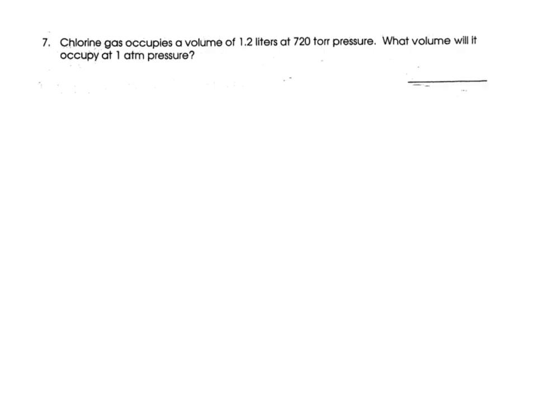For the next problem, I'm going to skip to question 7. And question 7 has similar things. I'm going to read my question. Chlorine gas occupies a volume of 1.2 liters. So that's going to be my V1. A pressure of 720 torr. So that's going to be my P1. Volume 2 is what I don't know again. And it occupies a pressure of 1 atm.